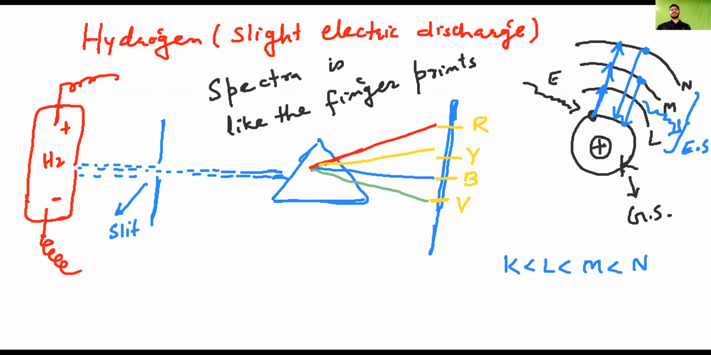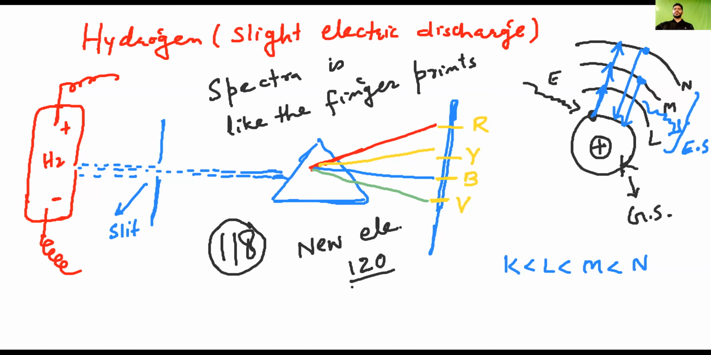This is a very important concept here. For example, let's say we have 118 elements. Now let's say a new element was discovered whose atomic number is, let's say, 120. I say it is the new element I have discovered, but first of all, its spectra will be taken. If the spectra matches any of these 118 elements, that means it is not a new element.